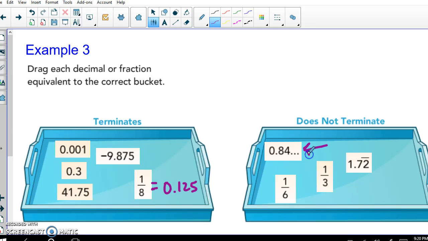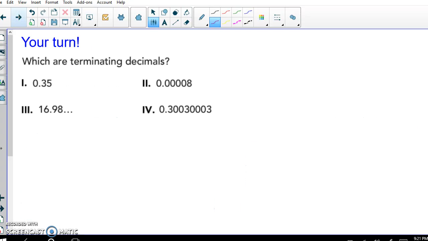However, some non-examples would be 0.84 dot dot dot, because that indicates that this decimal goes on forever without ending. 1.72 has the repeating bar in it, so if it's repeating, it is certainly not terminating, as those are opposites. And I know that 1/6 and 1/3 both have decimal expansions with a repeating digit, so these would be non-examples of terminating decimals. So your turn. Let's take a second and label which of these are terminating.